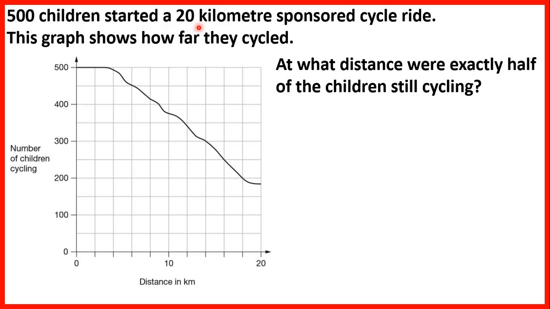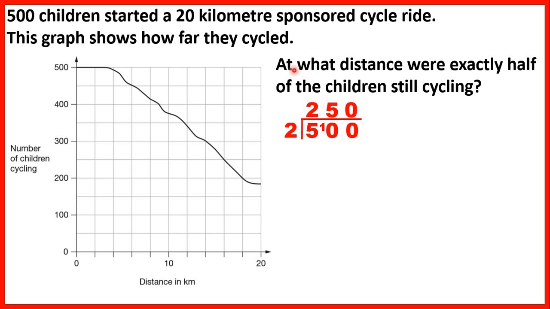500 children started a 20-kilometre sponsored cycle ride. This graph shows how far they cycled. At what distance were exactly half of the children still cycling? So we know that there were 500 children altogether. So we need to find half of 500, or divide 500 by 2, and that gives us 250.